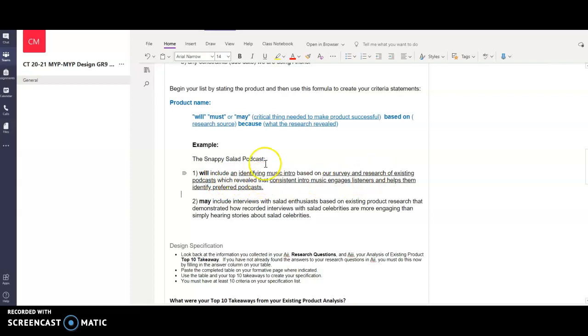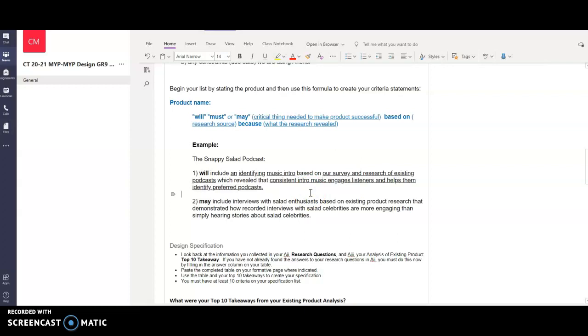Which revealed that, and this is the because, which revealed that consistent intro music engages listeners and helps them identify preferred podcasts. That is what my research revealed. And that is a new addition to the specifications in this unit.